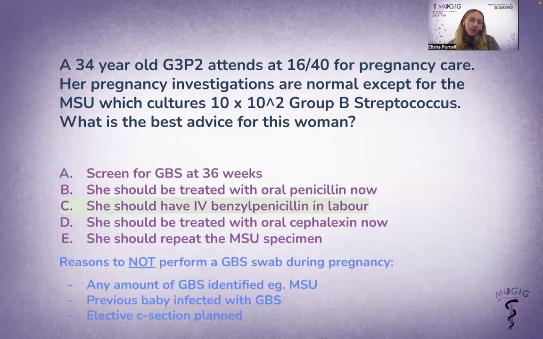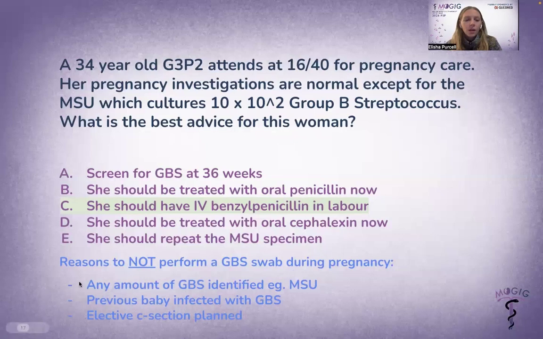GBS management comes up a lot. We're going to talk about it very shortly, but the most relevant point is, you do screening at 36 weeks for GBS, but if they get GBS picked up in the midstream urine, you already know this woman's a carrier of GBS, or that the vagina is colonized with GBS, so there's no point re-swabbing them at 36 weeks. So you know that they're positive, and then the management of someone who's GBS positive is IV benpen in labor.